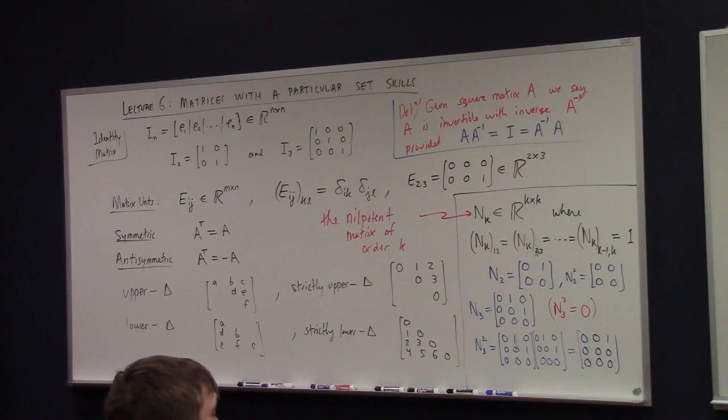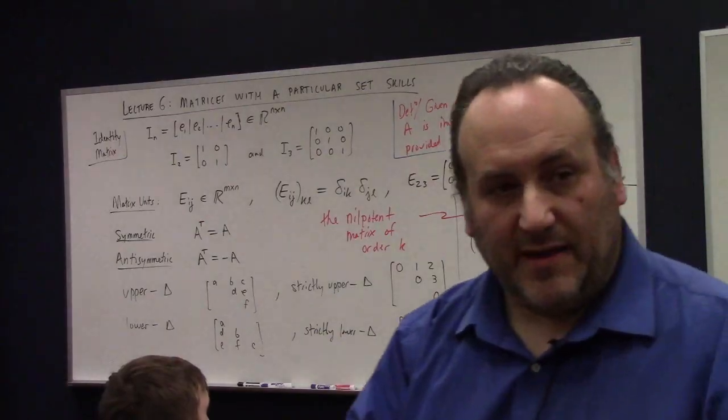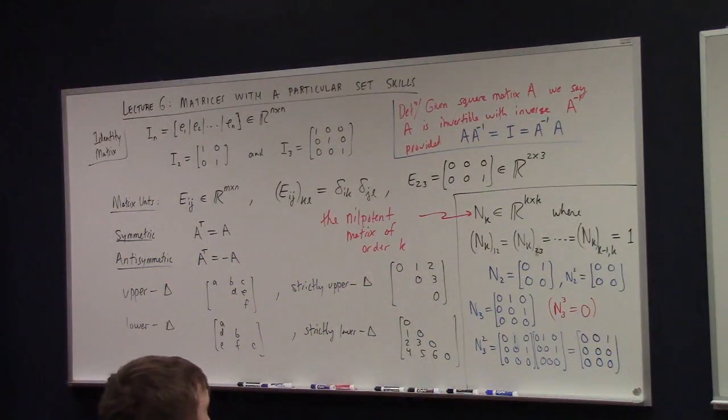So block multiplication. Now, we've actually seen a special instance of this already in the column by column multiplication rule, right?